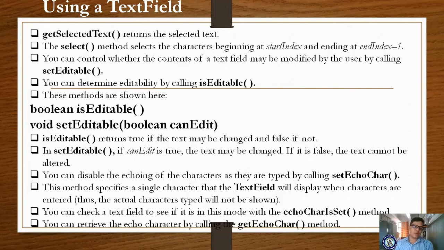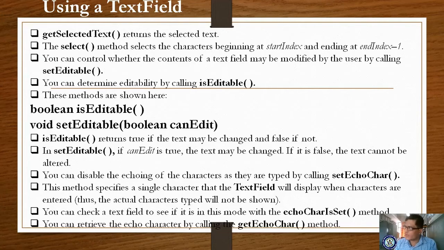You can check a text field to see if it is in this mode with the echo char is set method. You can retrieve the echo char by calling the get echo char method. If you want to set these fields, then you have to call the set echo char method. If you want to retrieve the echo character, call the get echo char method.